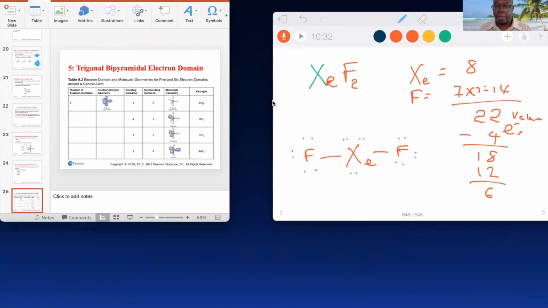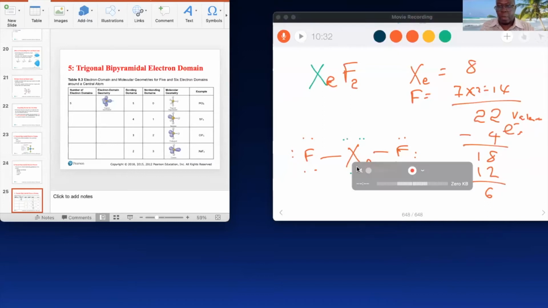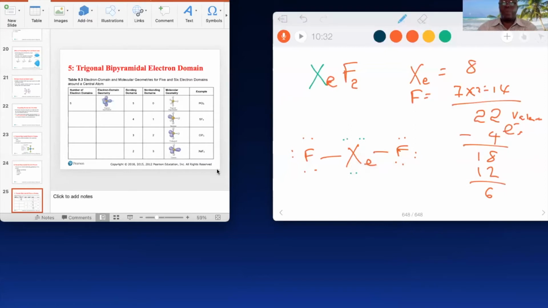Remember, we keep the central atom last. Don't worry about why there are more than 8 on the central atom. It has an expanded d sublevel. It can take up to 10 electrons or more. So if I zero in on xenon, xenon is our central atom.